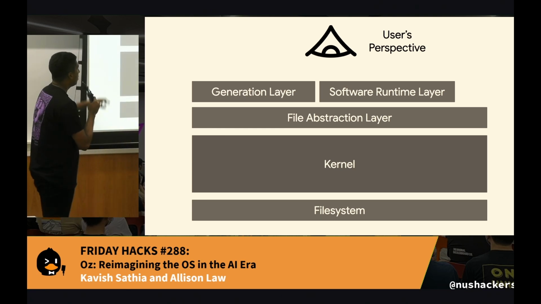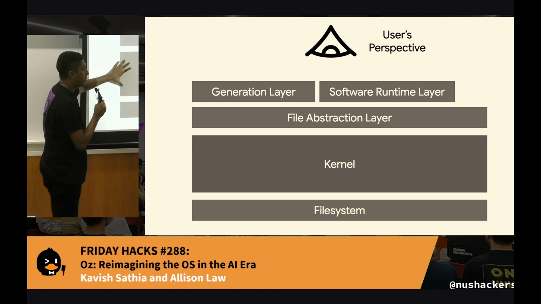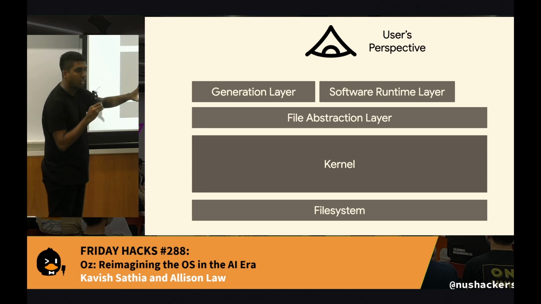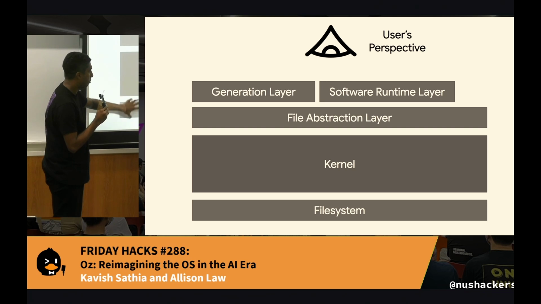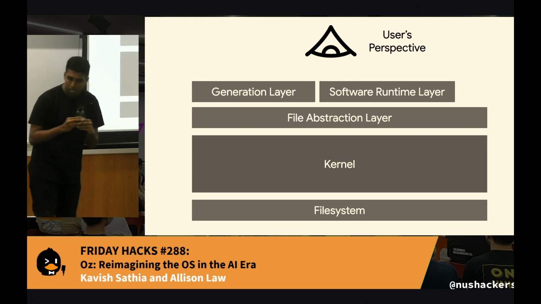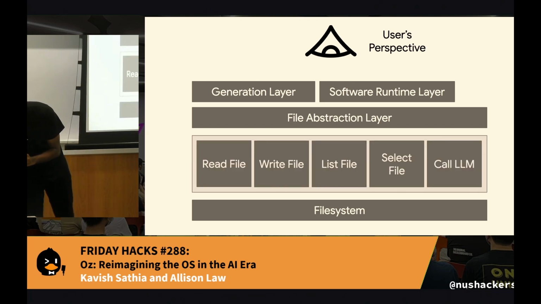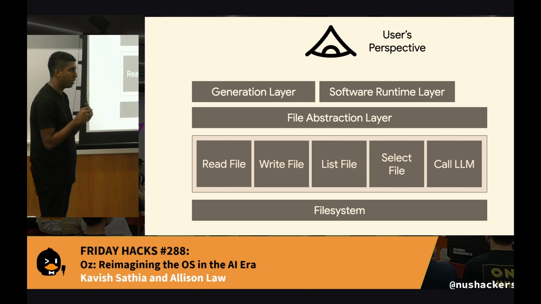Okay, so after the file abstraction layer, we have a kernel. This is what the software interacts with. We provide a bunch of services so that the software that the AI generates is really powerful. And then there's the file system, which the kernel interacts with. So again, let's look at it under the hood, and we can see what services we provide.